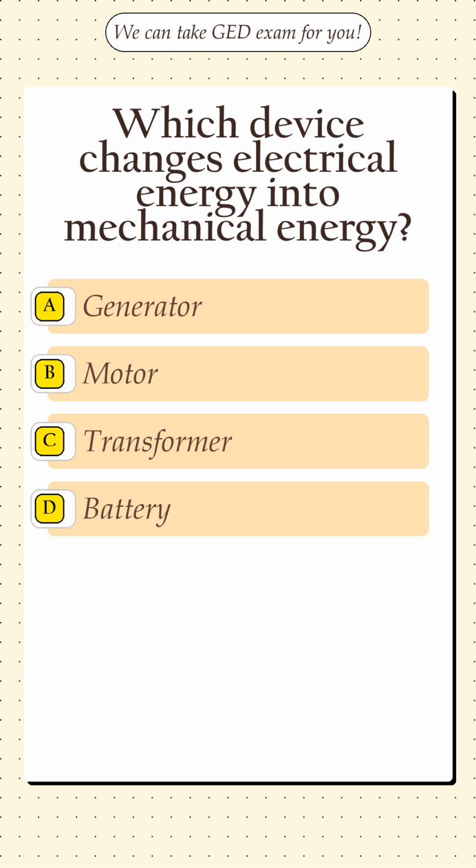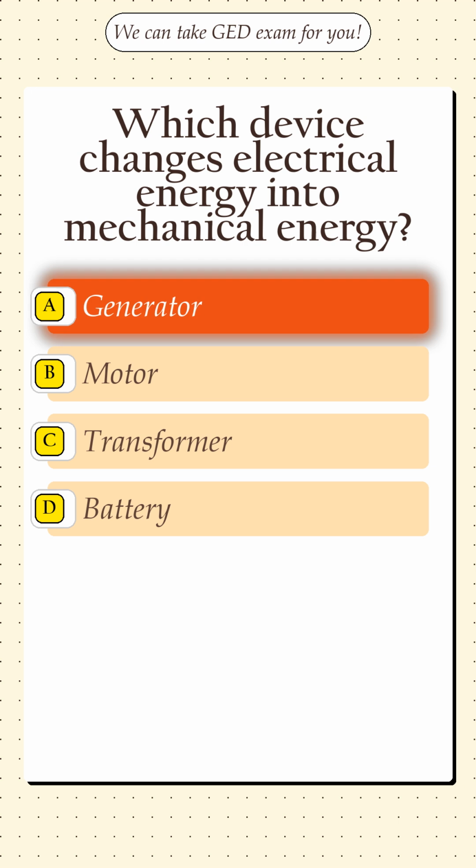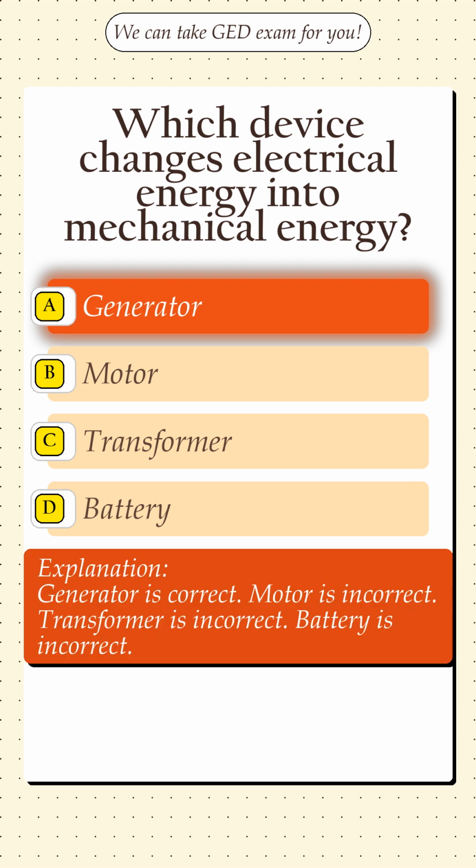Question 7. Which device changes electrical energy into mechanical energy? Option A, generator. Option B, motor. Option C, transformer. Option D, battery. The correct answer is option A, generator. Generator is correct. Motor is incorrect. Transformer is incorrect. Battery is incorrect.